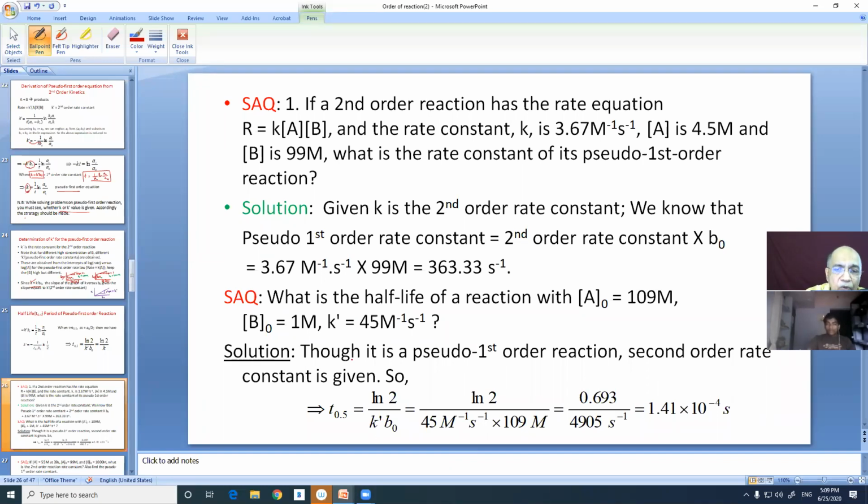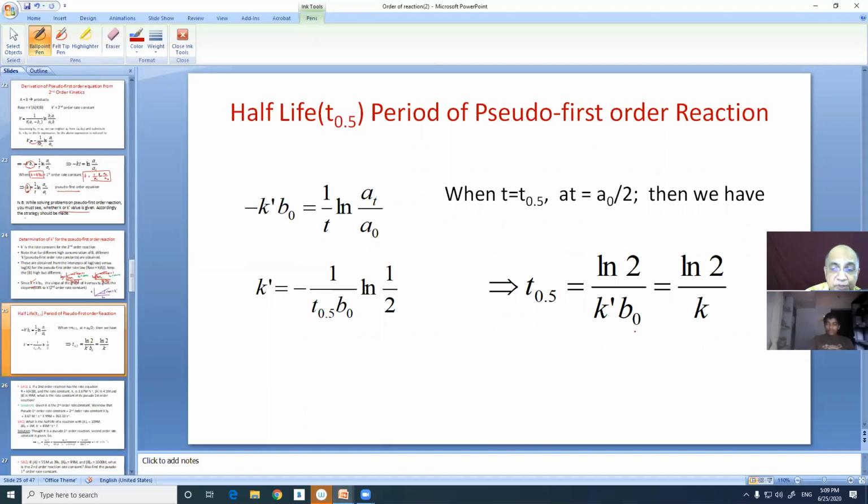And the second question I have given, what is the half-life of a reaction? A0 is equal to 109 molar and B0 1 m. Here A0 is high, B0 is small. Doesn't matter. One of them should be in high abundance. So this will fake, and K dash means from the very unit, it is a second order rate constant. So once you know the second order rate constant, then you can use the formula, ln 2 by K dash B0. Or K dash into B0, if you multiply, then it becomes first order rate constant, then simply ln 2 by K.